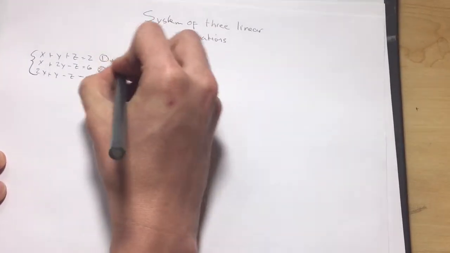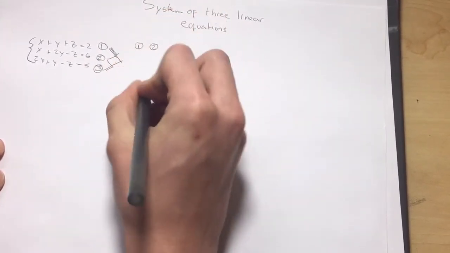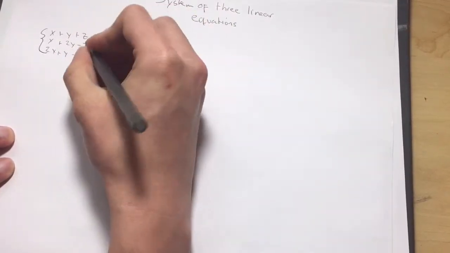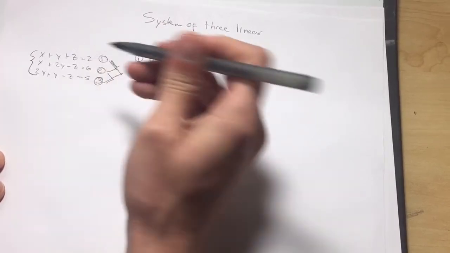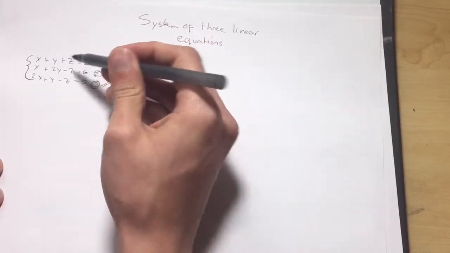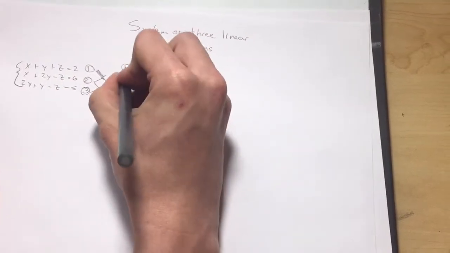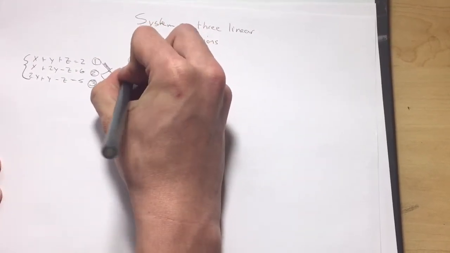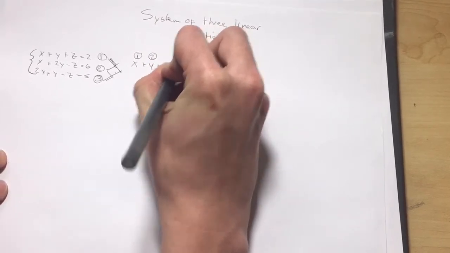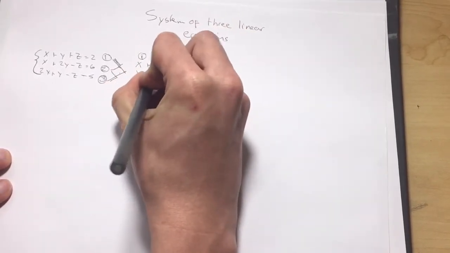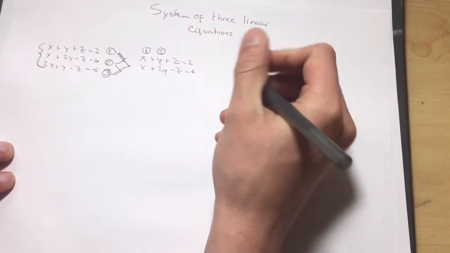So for this, I will choose equation number 1 and equation number 2 first. Then you have to choose which variable you are going to eliminate first. I will eliminate c because it's the easiest one. So with equation number 1 and number 2, we have x plus y plus c is equal to 2, and x plus 2y minus c is equal to 6.